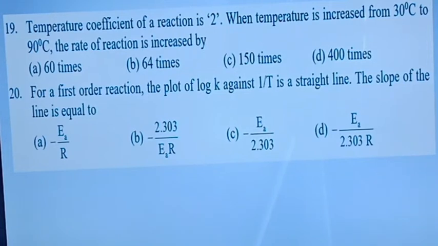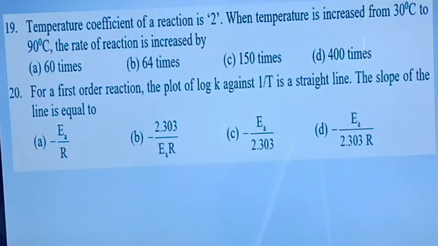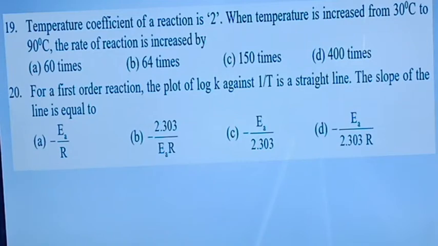Question number 19, which will be displayed on your screen. The temperature coefficient of the reaction is 2. Remember 2. When the temperature increases from 30 degrees Celsius to 90 degrees Celsius, the rate constant of the reaction is increased by how many times? Where the temperature coefficient is 2.